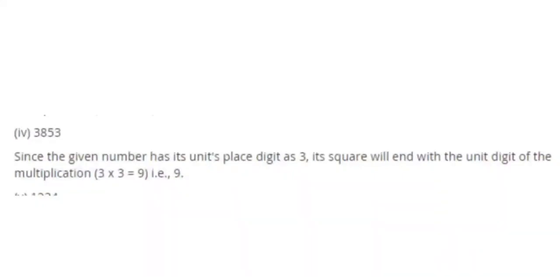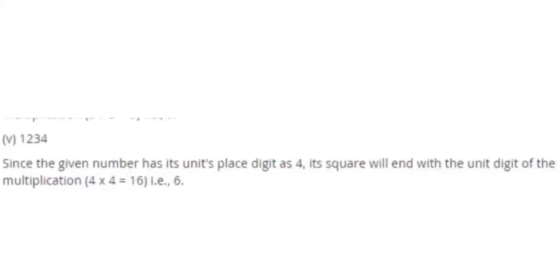Next one, 3853. The given number has its units place digit as 3. So the square of 3 is 3 into 3, 9. So the unit digit will be 9. See one more, 1, 2, 3, 4. Here the units place digit is 4. So the square of 4 is 16. It means unit digit is 6.